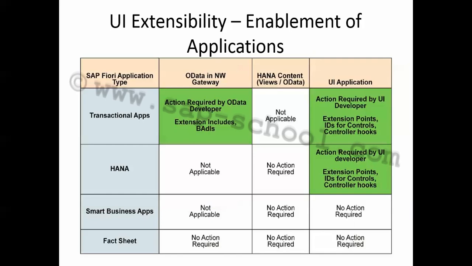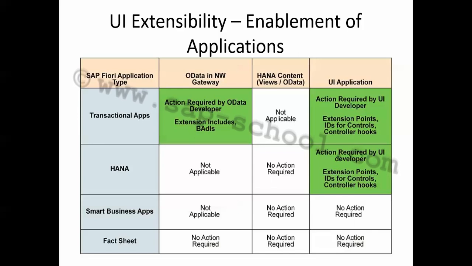In this we can see the various SAP Fiori application types, then OData in the NetWeaver Gateway, then the HANA content, and the UI application. For the transactional apps, in my OData in NetWeaver Gateway, the action is required by the OData developer, and extension includes and the parties. After that, in the UI application, the action is required by the UI developer: extension points, IDs for the controls, controller hooks, so they need to be configured.